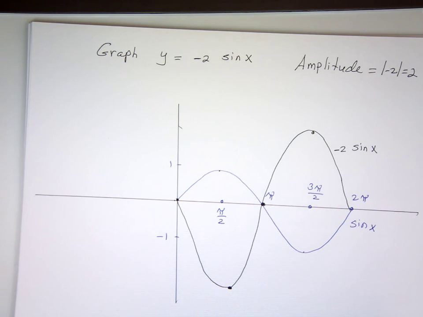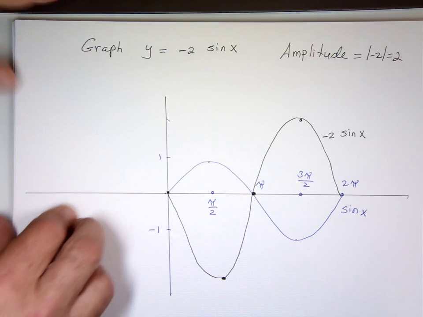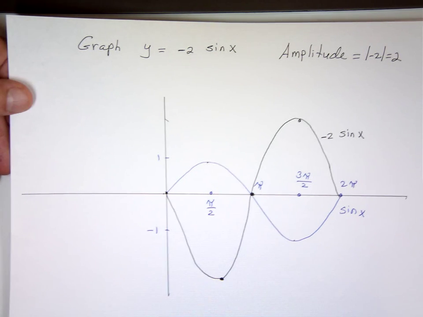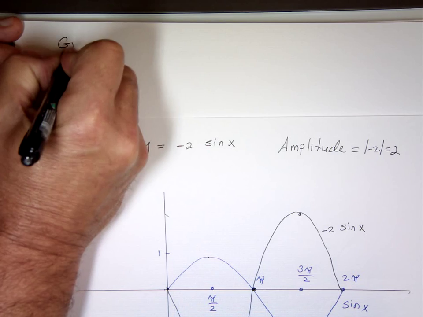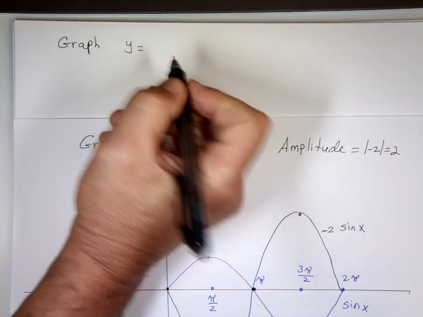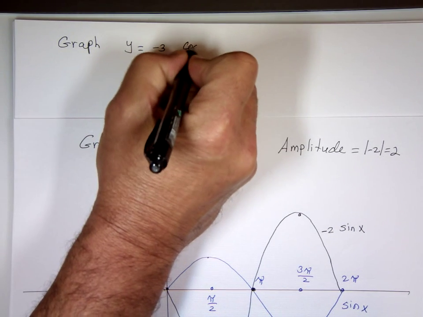Again, I'll do one more and we're done with section 1. And that's knowing what the amplitude does. Graph y equals negative 3 cosine x.